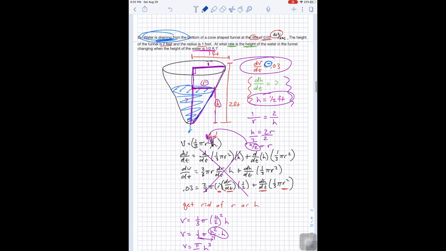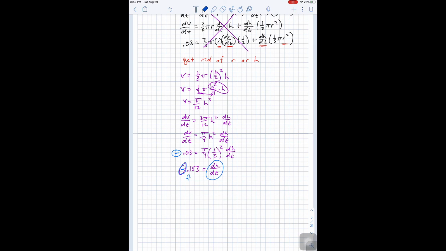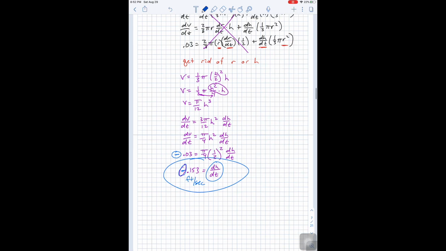All right, so the height is decreasing, and what's our labels? Feet per second at 0.153 feet per second. And that's your answer. Okay. Now, I think that's it.